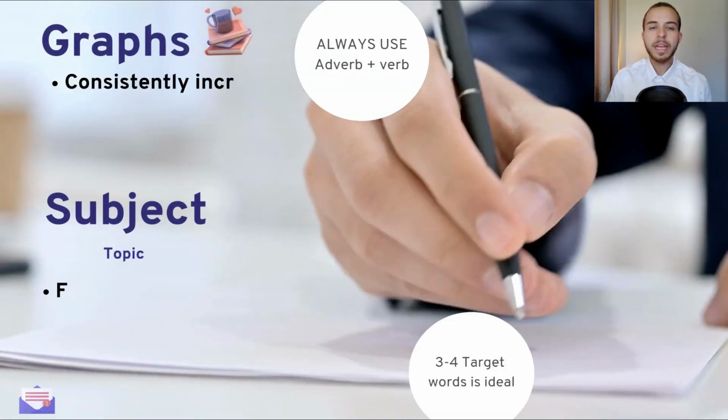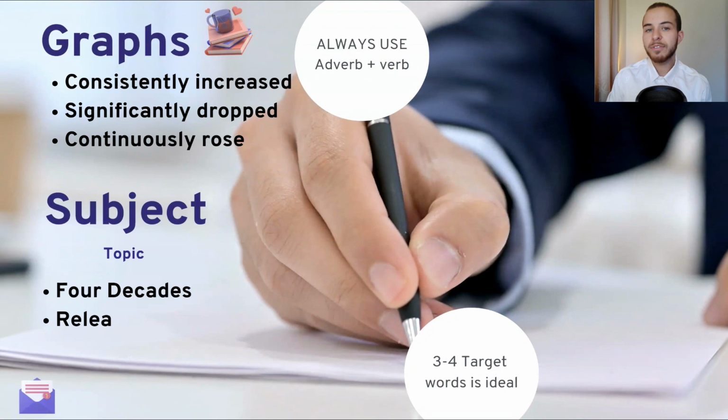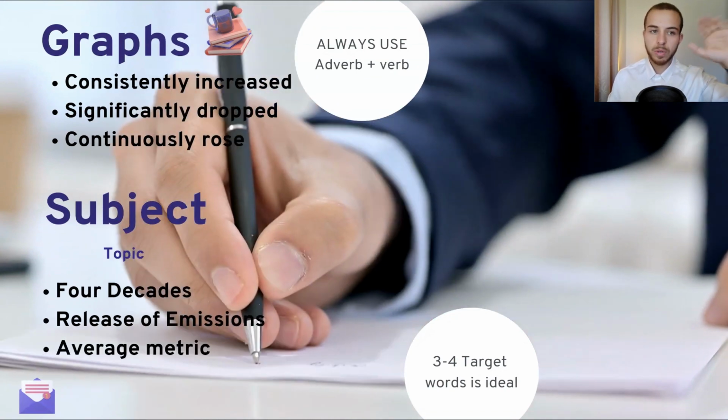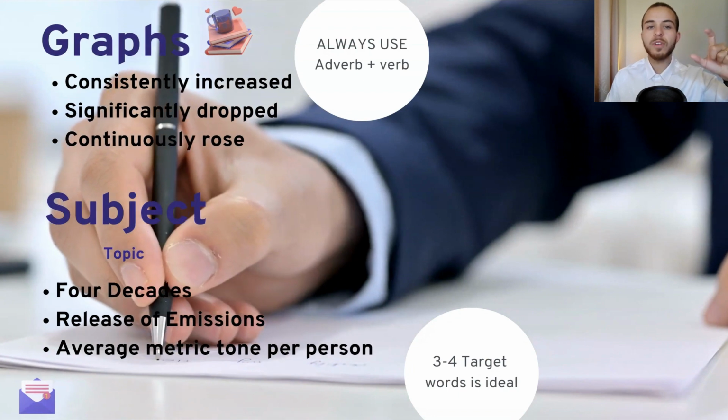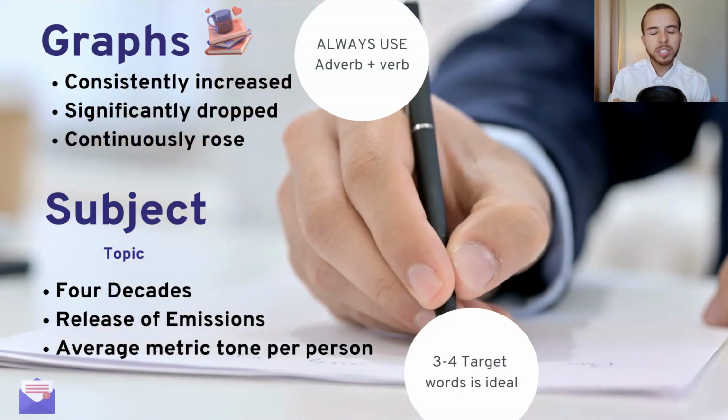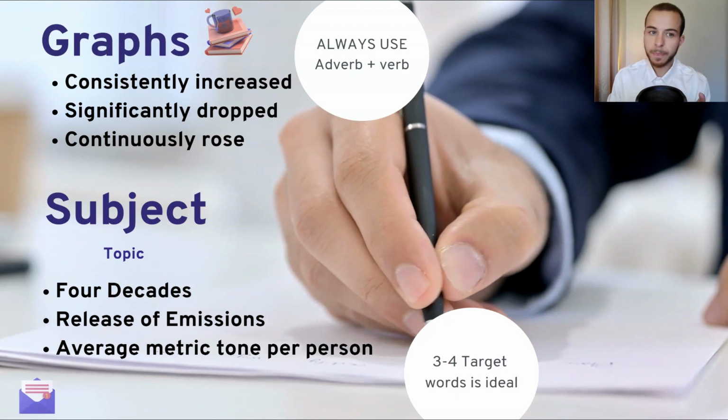Before you start writing, in your planning phase, think about the vocabulary you will use. Here are some general terms you can use with graphs. Always follow the adverb verb format. It's much stronger than just a verb. So, consistently increased, significantly dropped, continuously rose. That's our adverb verb. And you can change them, like consistently dropped.